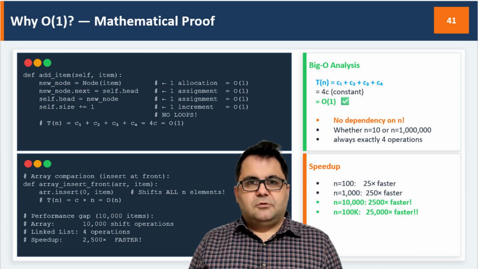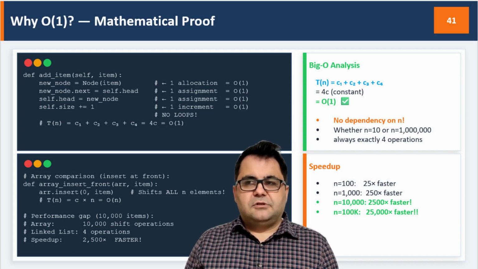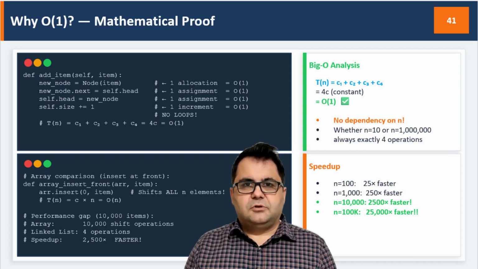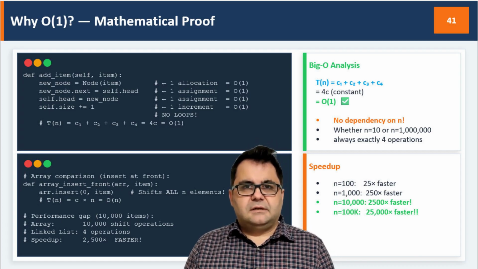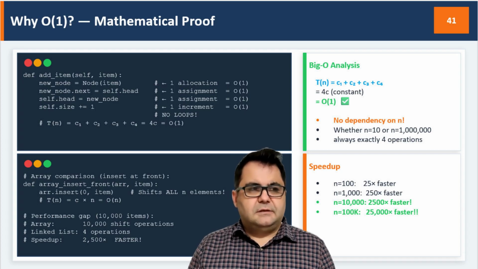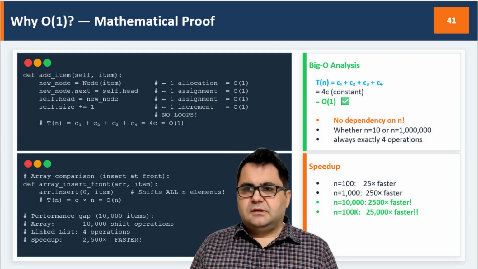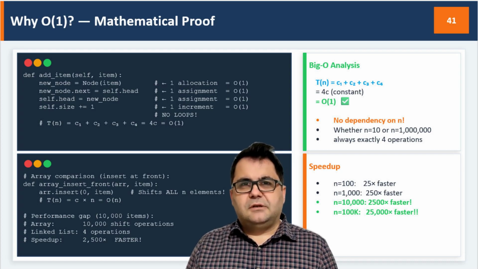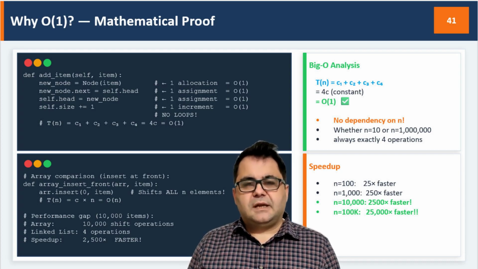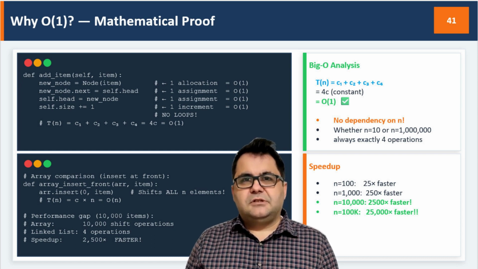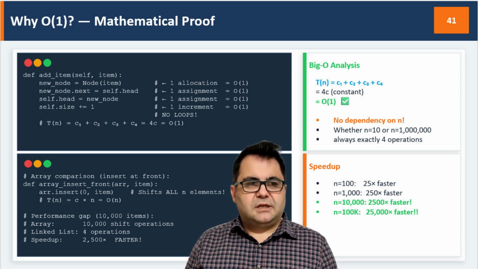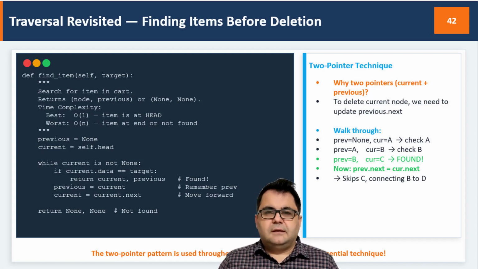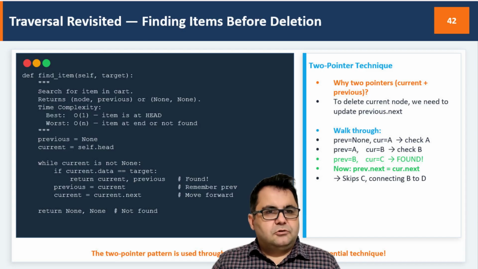Why? Because we add to the front. iPhone 15 was added first. It was at head. Then AirPods was added. It became new head, pushing iPhone behind. Then MacBook, then iPad. Latest addition is always at front. Total items shows 4. Our size counter works. This reverse order is expected behavior when adding to front. In many apps, this is actually desirable. Newest items appear first. Before we implement deletion, let's revisit traversal, because deletion requires finding the item first.